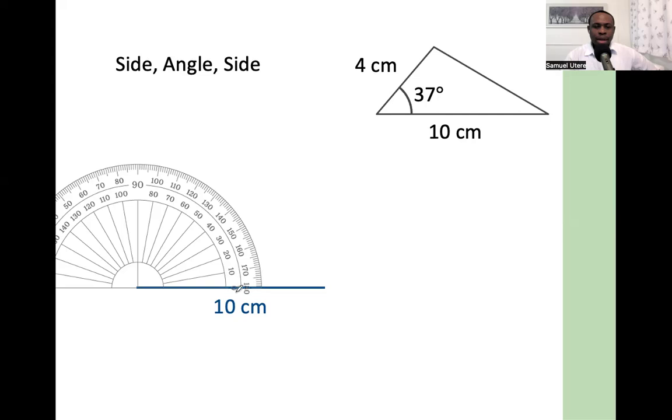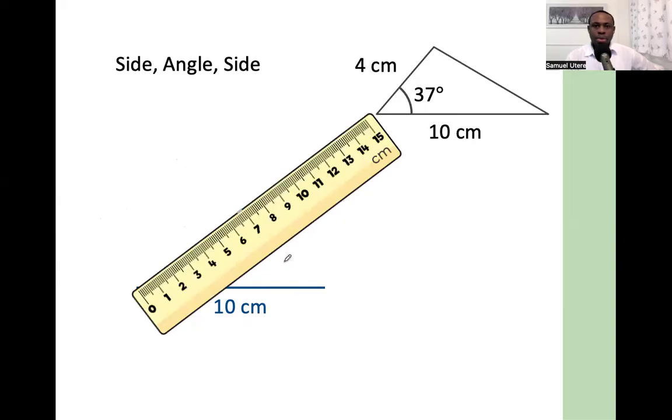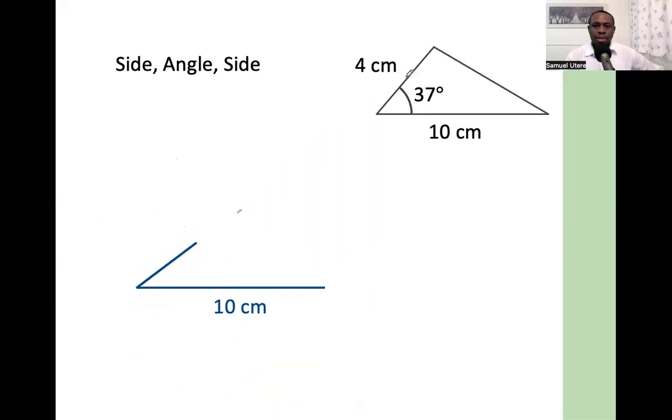Next, remember that you line the zero mark with the line, so you're using the inside scale. We're going to use the inside scale to mark 37 degrees. Next, you take a ruler and you draw a 4 centimeter line segment from the left end of the line, as you can see here. Next, you simply use a ruler and a pencil to close the triangle. And don't forget to label both the angles and the sides in the triangle.